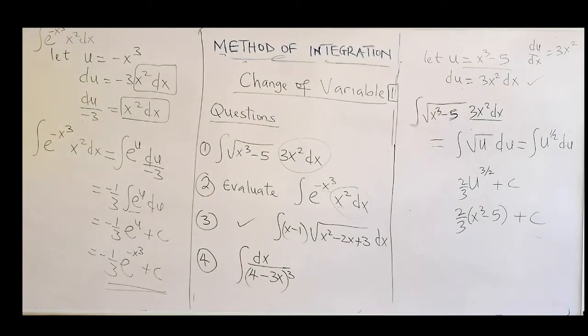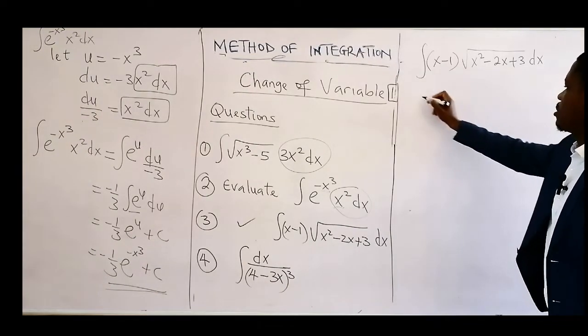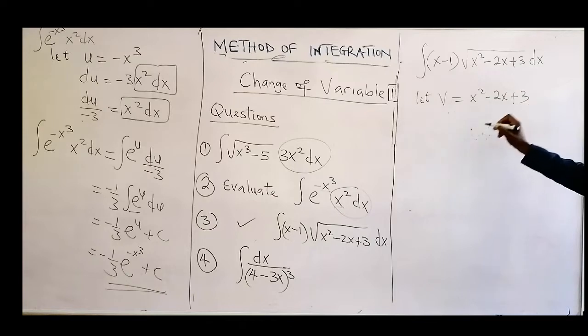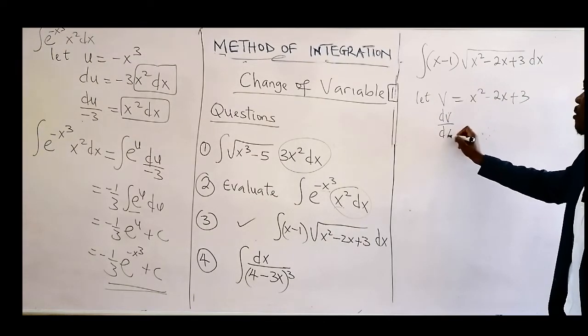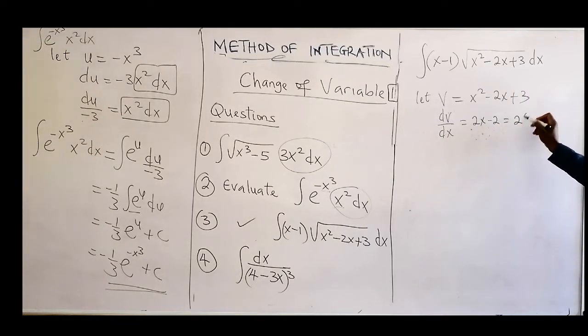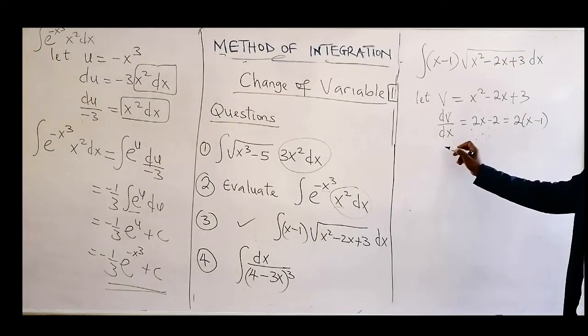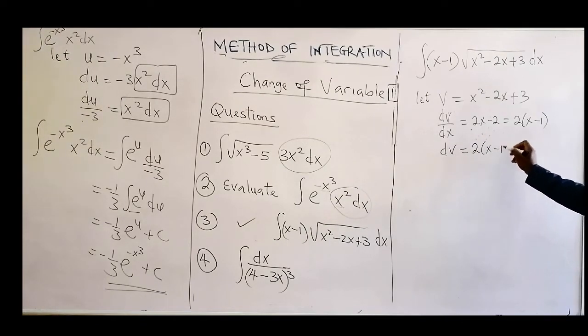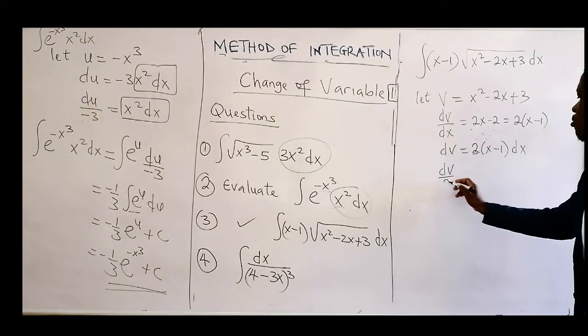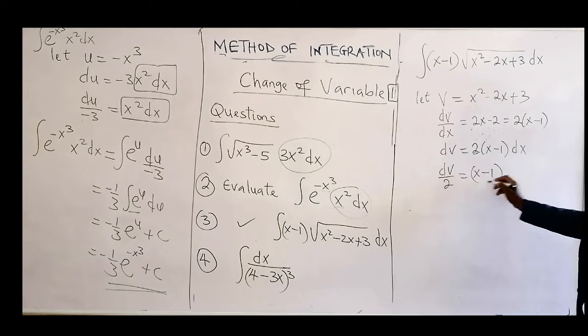Okay? Question 3. Let me use v. Let v equal x squared minus 2x plus 3. Can you get your dv dx? The dv dx will be equal to what? 2x minus 2, which is the same thing as 2 into bracket x minus 1. And that's equal to what? dv is equal to 2 into bracket x minus 1 dx. Can you remove this 2 from here? So that will be dv over 2 equal to x minus 1 dx.